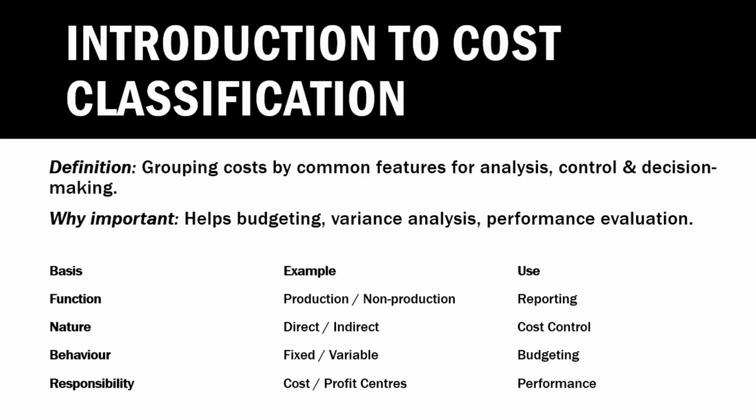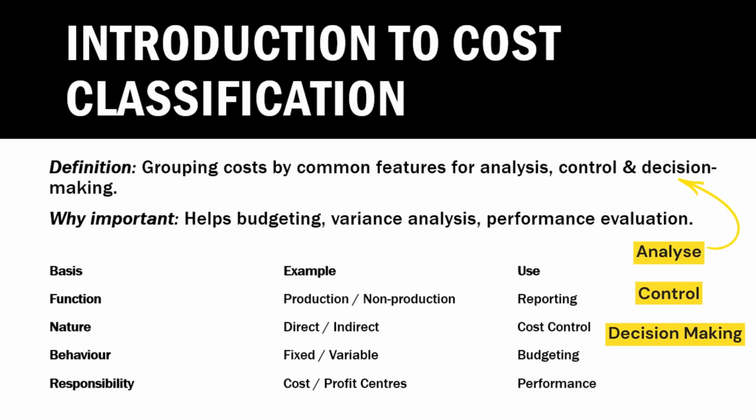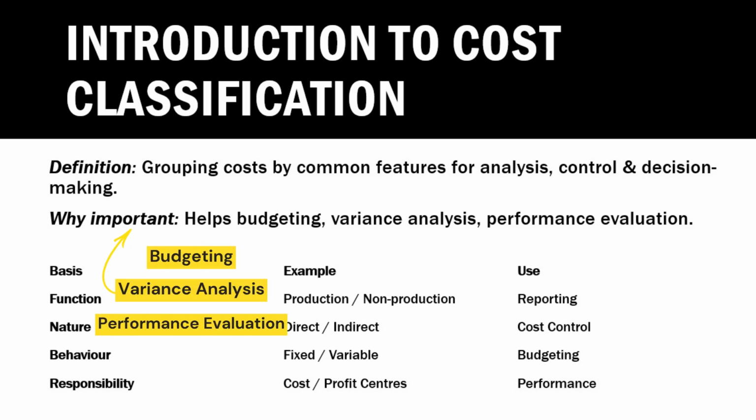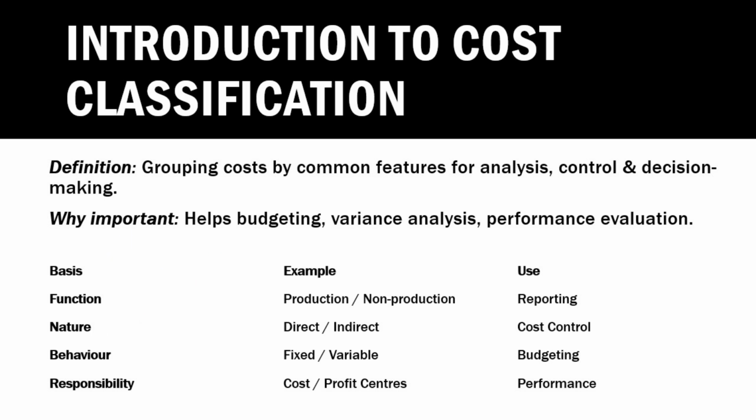Let's begin with, what is cost classification? Definition. Cost classification means grouping costs by common features so that the business can analyze them, control them, and make decisions. In simple words, we put similar costs into buckets to make them easier to understand and manage. Why is that important? Because it directly helps with budgeting, with variance analysis, that means comparing actual versus budget, and performance evaluation, which is judging how well departments and managers are doing.